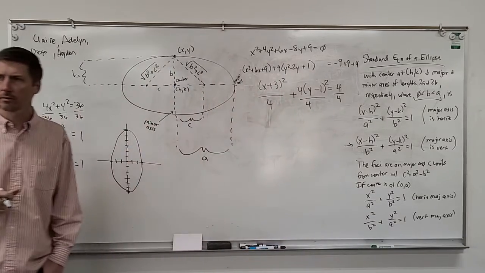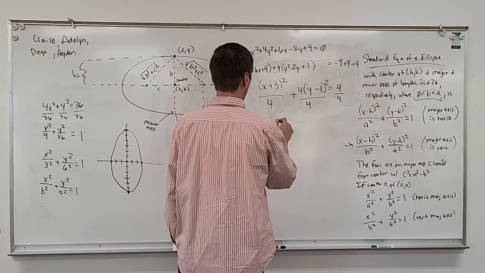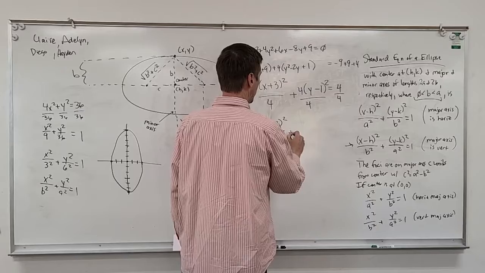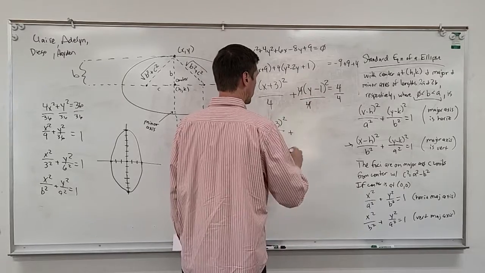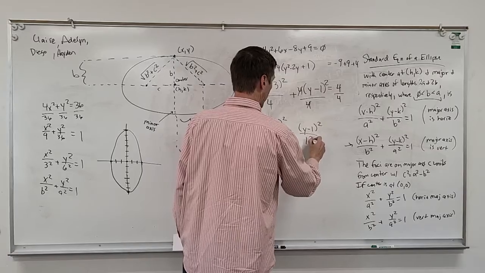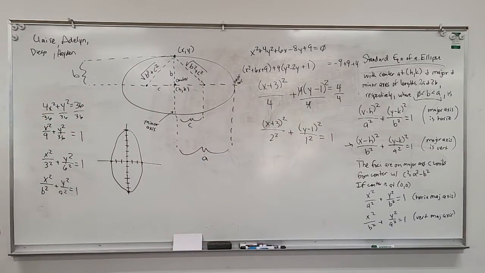Does everybody see that? Yes. Now we have x plus 3 squared over 2 squared plus this 4 and this 4 cancels out. So now we've got y minus 1 squared over 1 squared equals 1. Now we're in standard form.